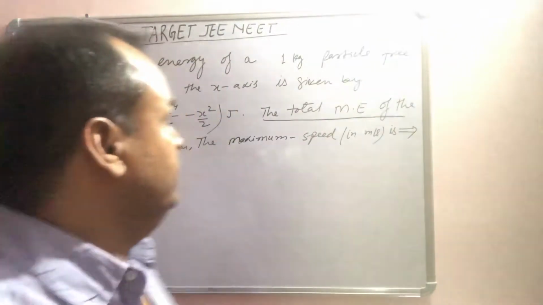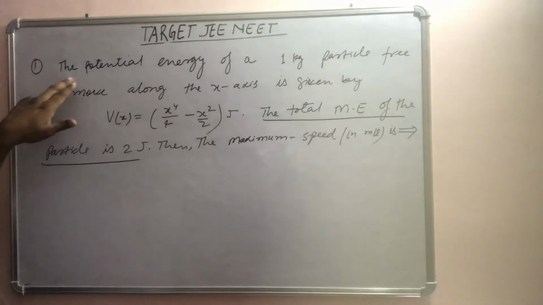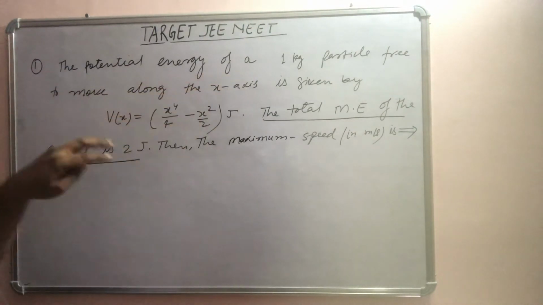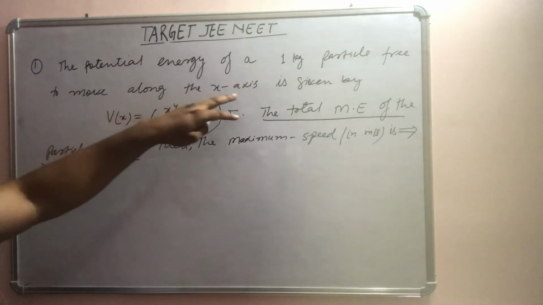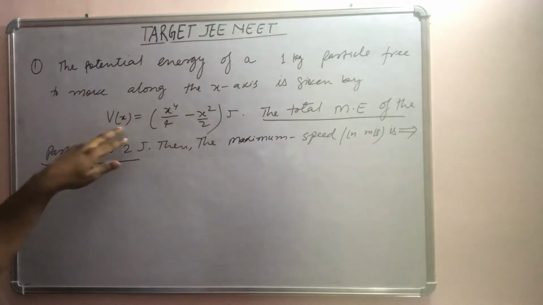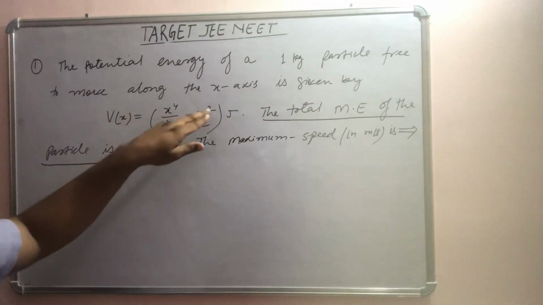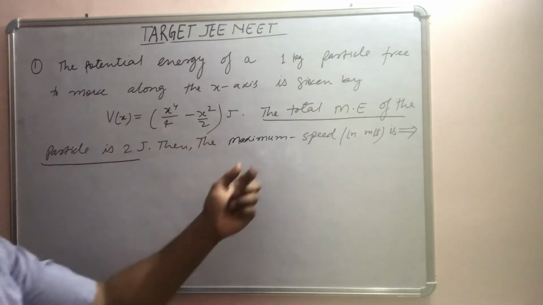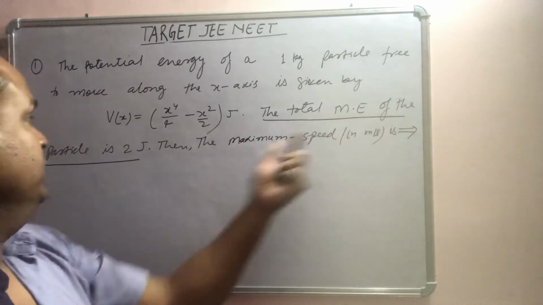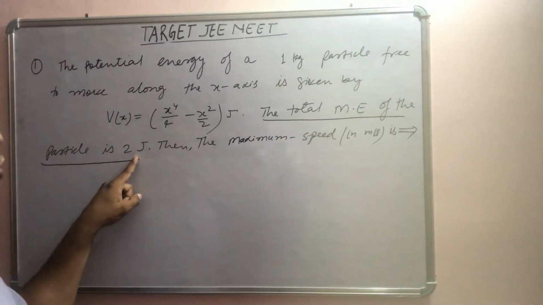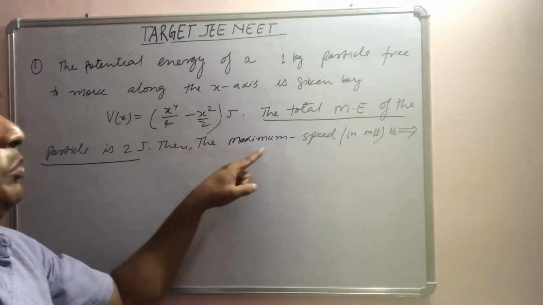The first question is: the potential energy of a 1 kg particle free to move along the x-axis is given by V(x) = x^4/4 minus x^2/2 joule. The total mechanical energy of the particle is 2 joule, then find the maximum speed.